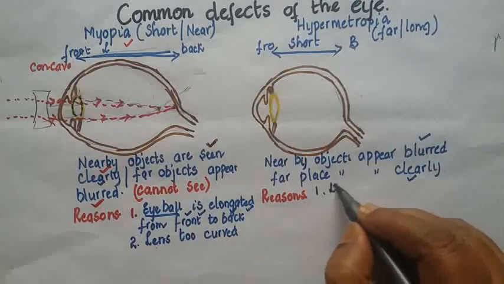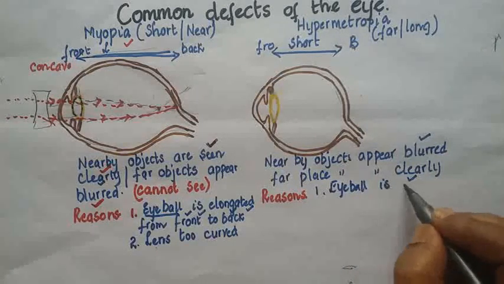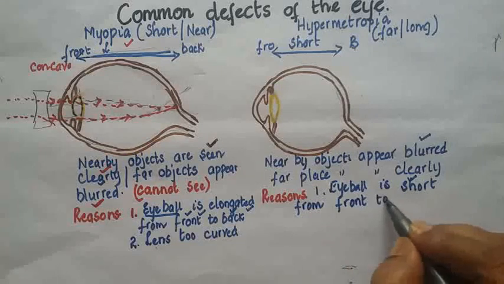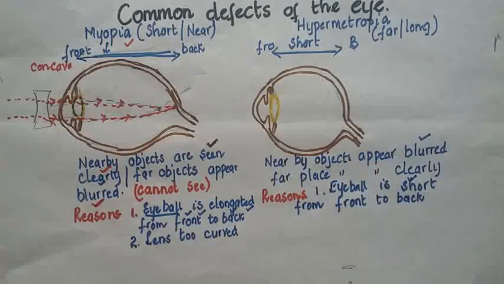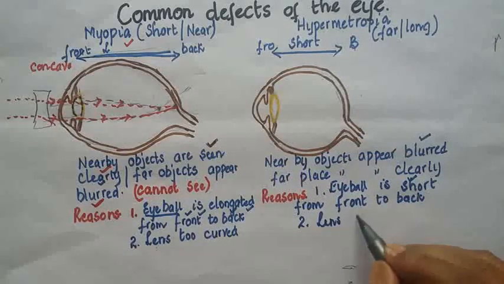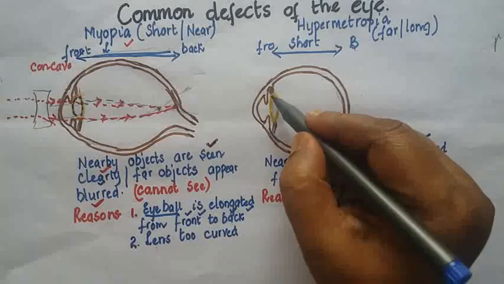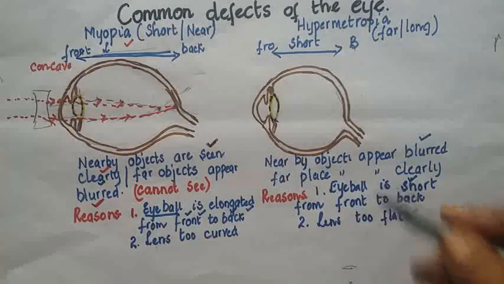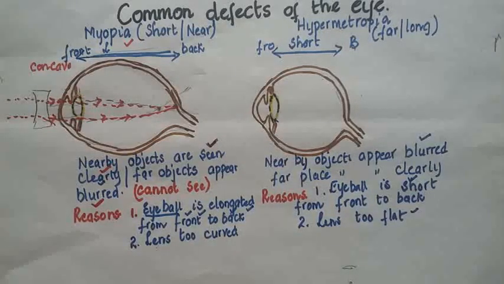So what is the first reason? The eyeball is shortened from front to back. So this may be one of the reasons for a person to suffer from hypermetropia. The second reason is the lens is too flattened. It can be one of the reasons, or it can be both, for a person to suffer from hypermetropia. So what are the reasons? The eyeball is shortened from front to back, and the lens is too flat.